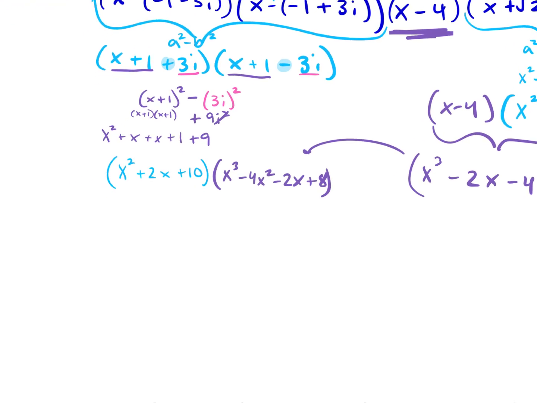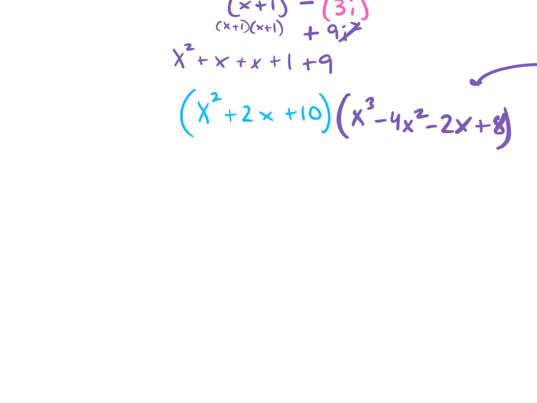Now when we FOIL these together, make sure everything in your first set gets multiplied to everything in the second. This one's going to be long, but it's fine. We can handle it. So x squared times x to the third power would be x to the fifth power. X squared times negative 4x squared would be negative 4x to the fourth power. X squared times negative 2x would be negative 2x cubed. And x squared times 8 would be 8x squared.